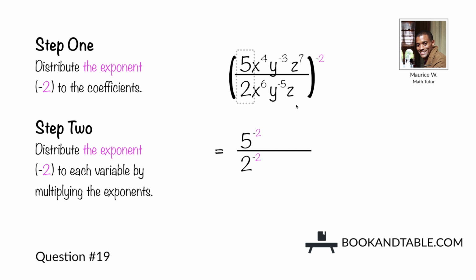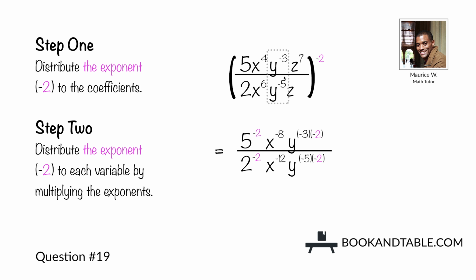Step 1. Distribute the exponent negative 2 to the coefficients 5 and 2. That gives us 5 to the negative 2 over 2 to the negative 2. Step 2. Distribute the exponent negative 2 to each variable by multiplying the exponents. So for our x terms, we have x to the 4th in the numerator. So that becomes x to the 4 times negative 2, which will give us negative 8 in the numerator. And in the denominator, we have x to the 6th. So that becomes x to the 6 times negative 2, which will give us negative 12 in the denominator.